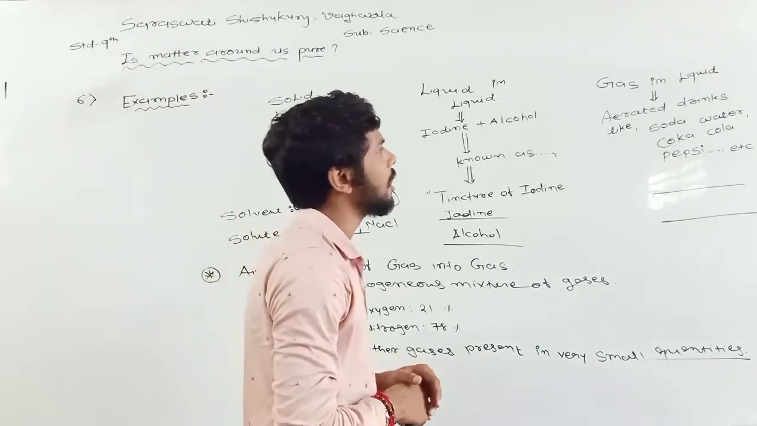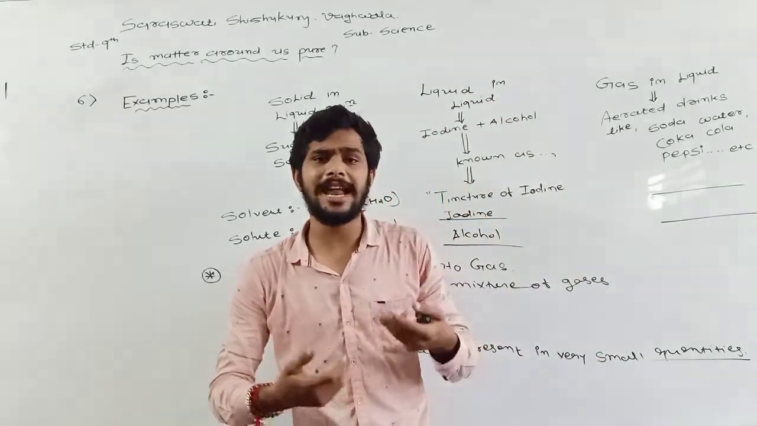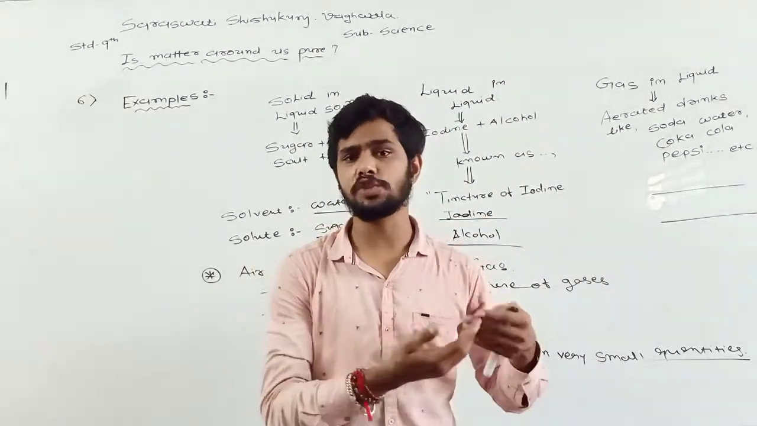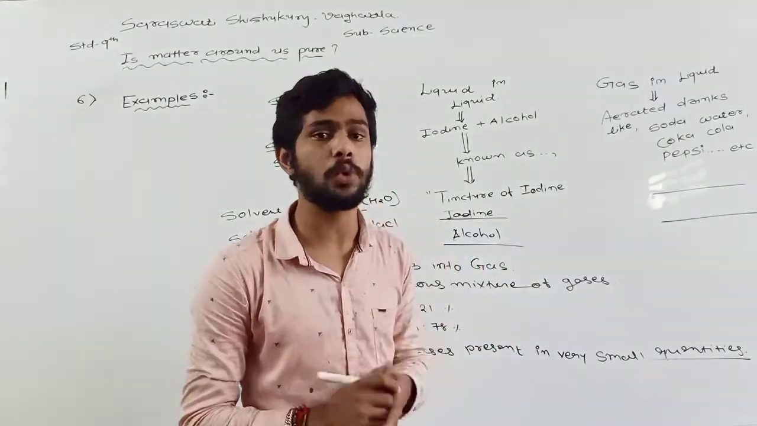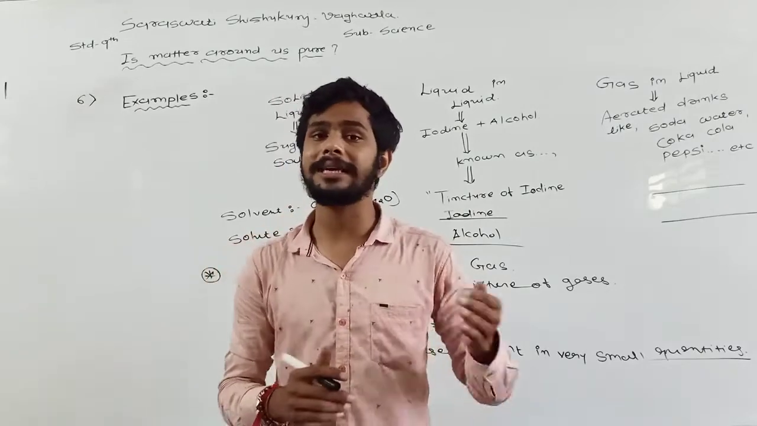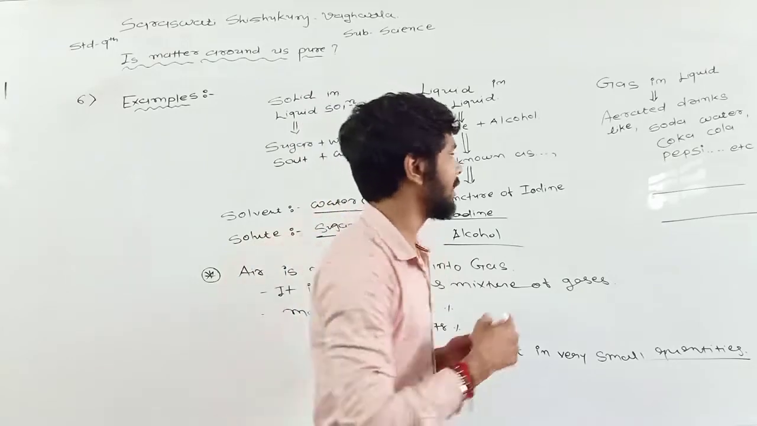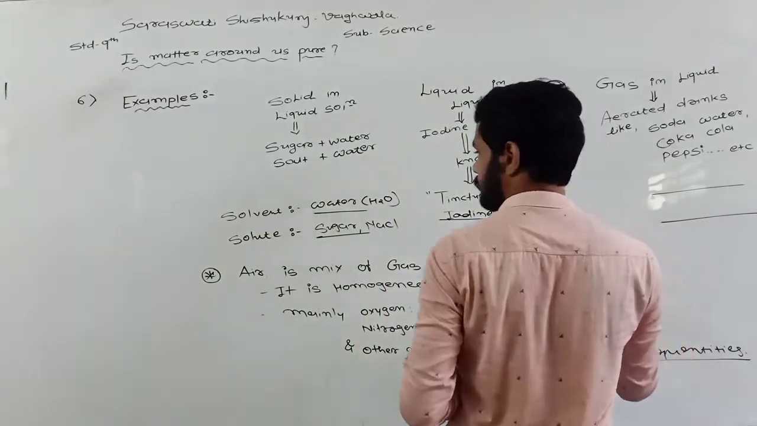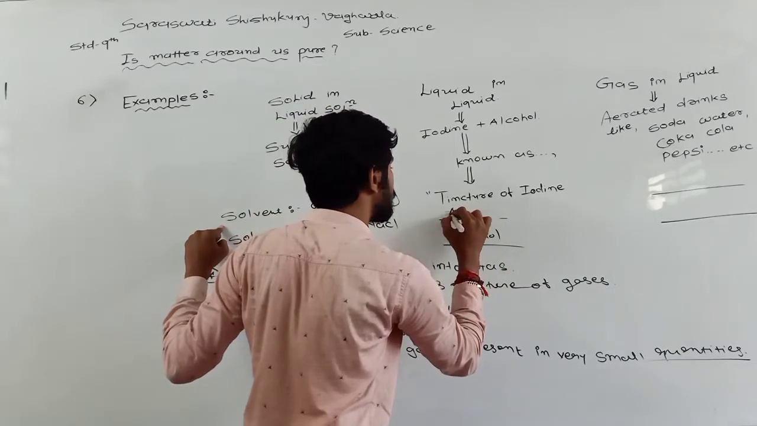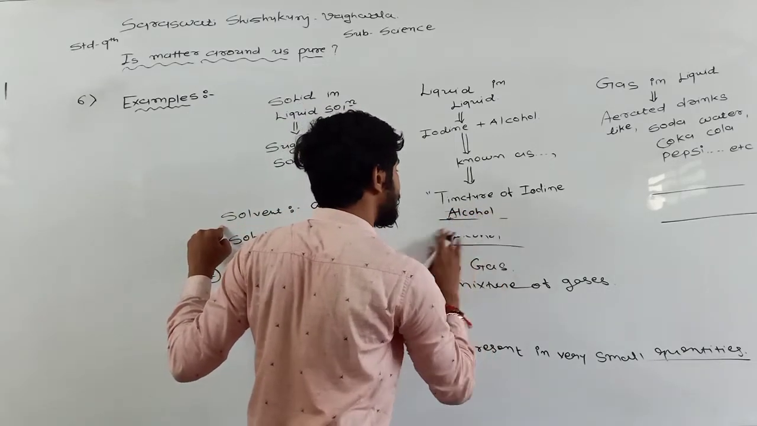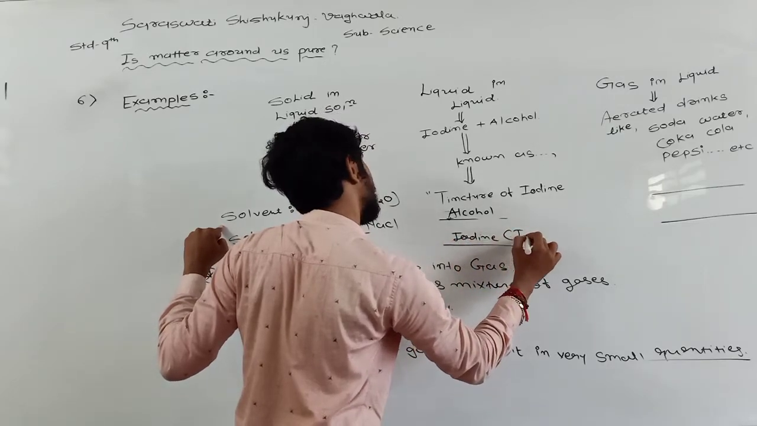Next, we are going to talk about the gas in the liquid solution. There are so many aerated drinks that we use in our routine life, the soda water, the Pepsi, Coca-Cola, Sprite, whatever we are using in our daily life as a soda, all are examples of the gas in the liquid solution. So in this, the liquid, that is the water, acts as the solvent. What is our solvent? Alcohol. And here iodine, indicated as I.